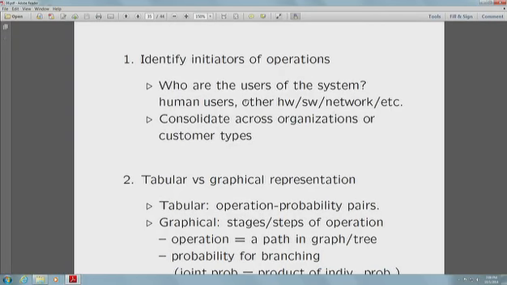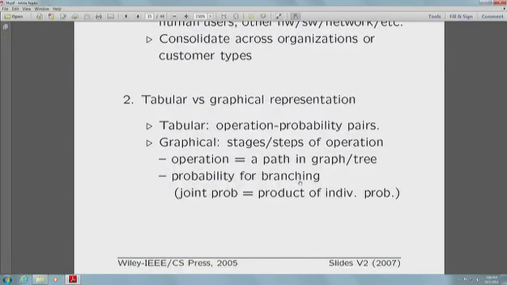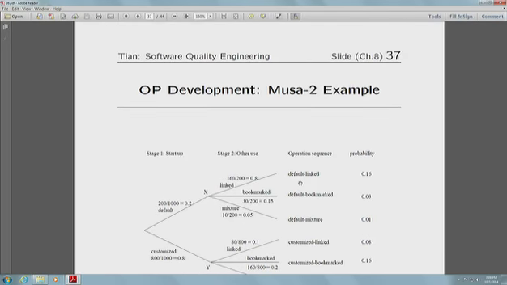So, initiators of the operations: who are the users? Not only the human users, but other hardware, software, network, and all the non-human users as well. You need to consolidate across organizations or customer types. We consolidate all those customer profiles and user profiles into one step, but without assigning the probabilities. And then the tabular and graphical representation we talked about is actually here.